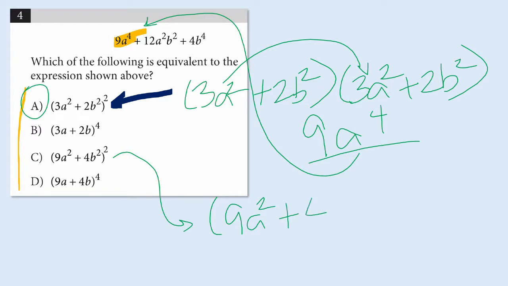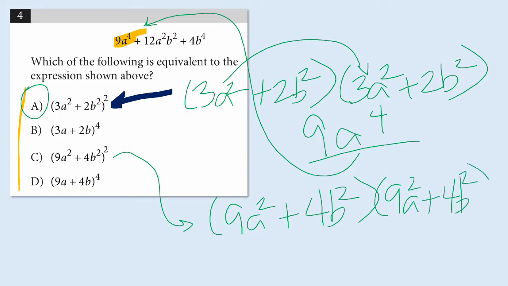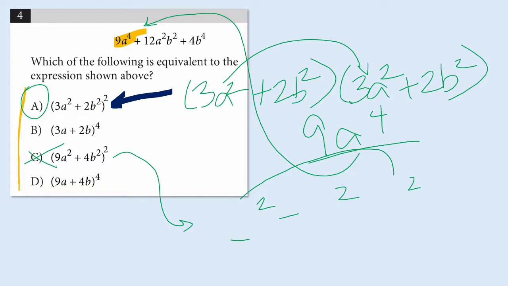Okay, let's look at the other squared example, which is 9a squared plus 4b squared times itself. I'll write it out so that we can see it visually. Okay, now the a term I get here is going to be a to the fourth, but it's going to be 9 times 9, which is 81. So that's too big. So I'm going to rule out C. Okay, do you guys see what I'm doing? I'm just looking at the a term for each of these expressions. Okay, so let's now try the expressions that are to the fourth power.